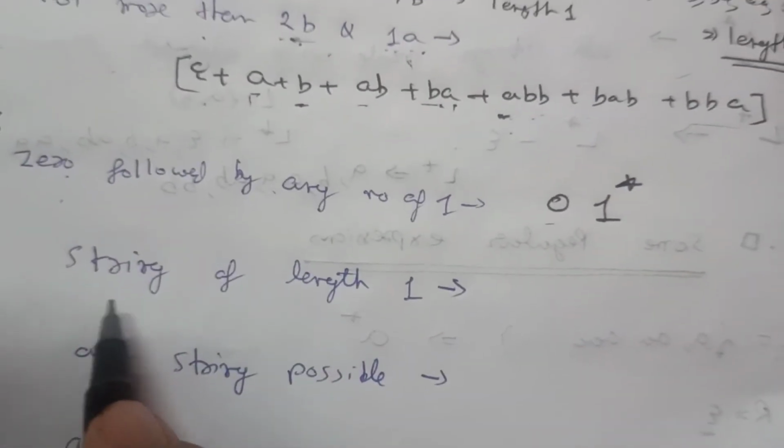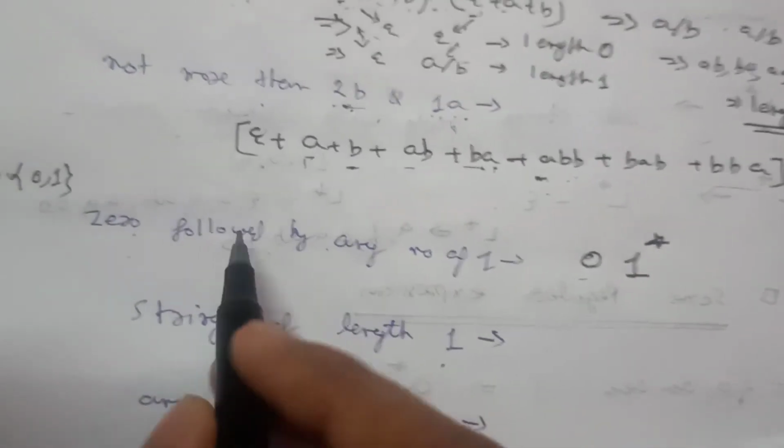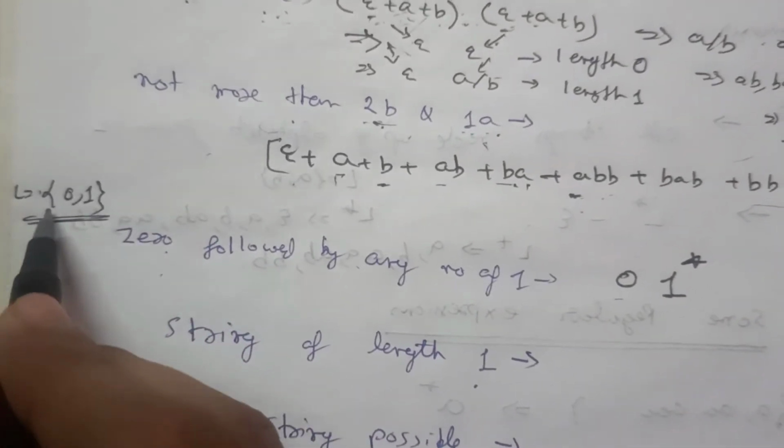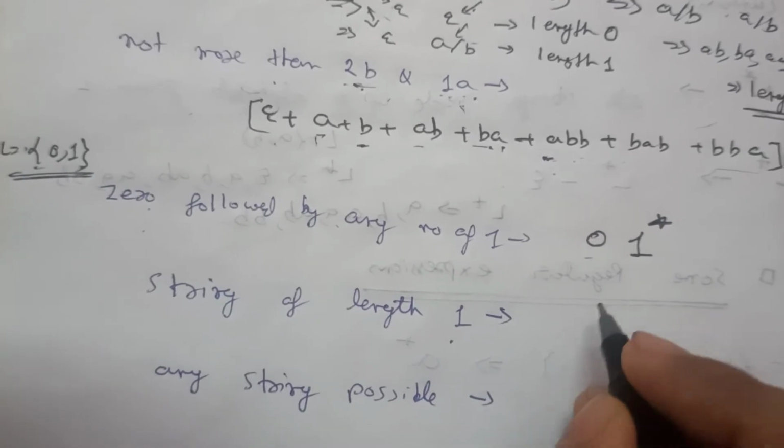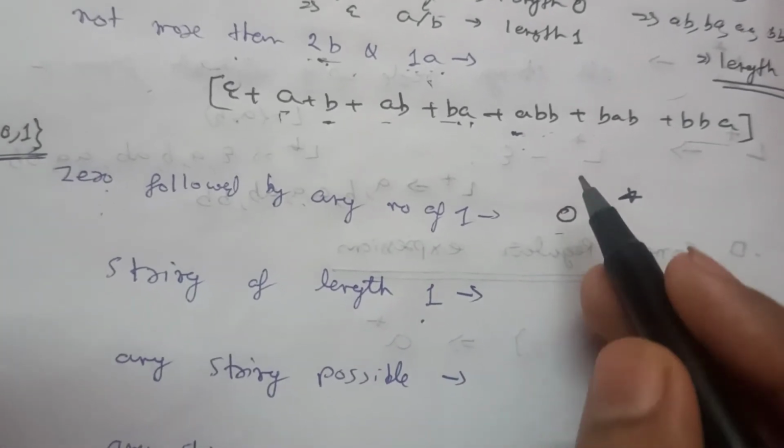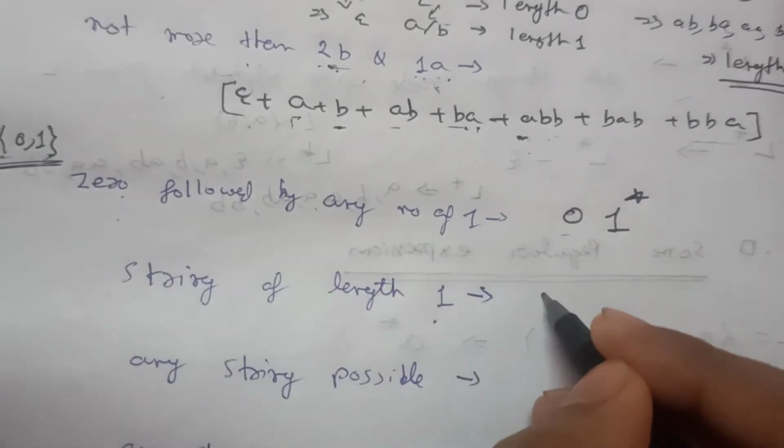Now the next question is a string of length 1. Here we are checking for 0 and 1. So string of length 1, what can it be? You have already seen it for a and b, so you can obviously do it for yourself.